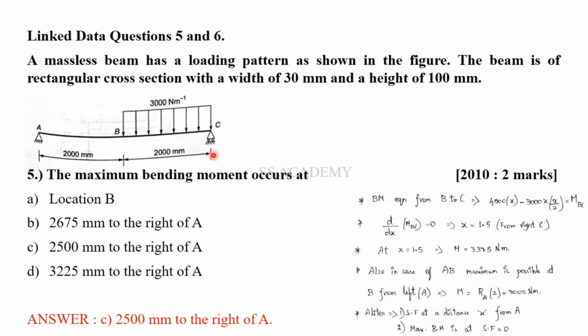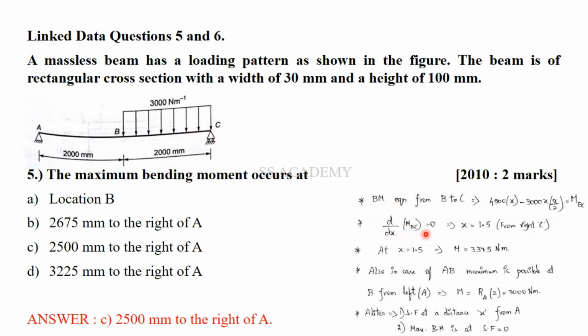So 4500 into x, you are considering it as a positive moment, minus due to this uniform load up to this x, you have to multiply into 3000. So 3000 into x will be the load which will be at a distance x by 2 from C. So 3000 x into x by 2. So this is the actual bending moment equation for this particular portion of the beam.